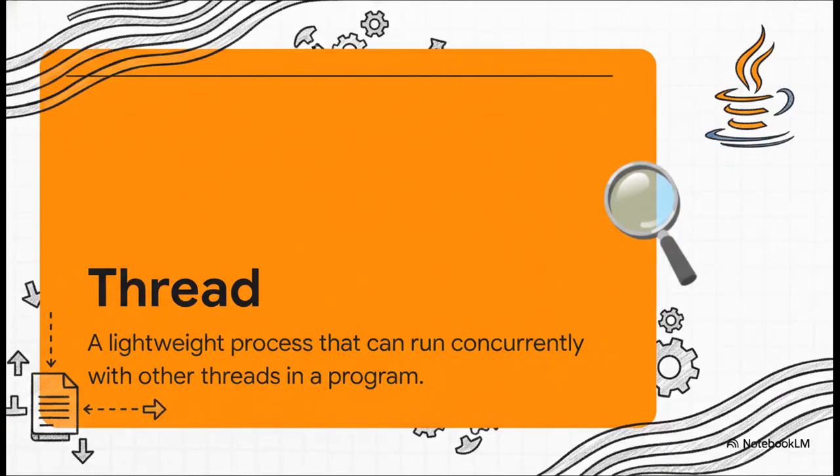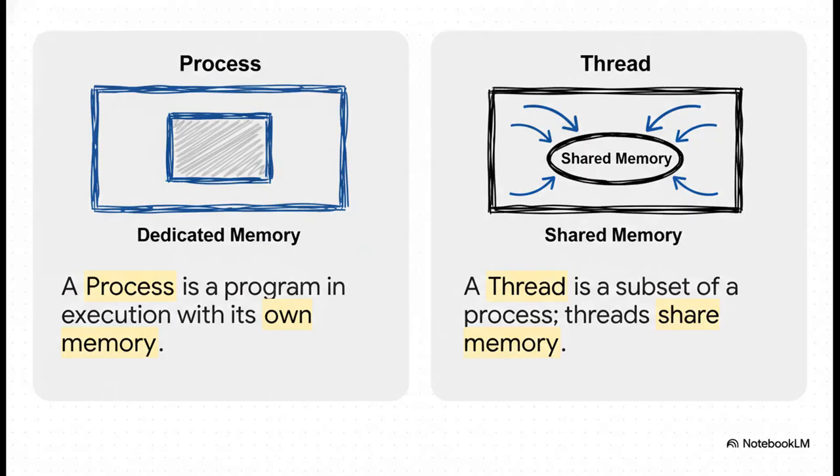First off, what even is a thread? The simplest way to think about it is as a single path of execution. A program can have lots of these threads running at the same time, all working on different parts of a task. Like in your web browser, one thread is busy drawing the page you see, while another one is in the background downloading images.